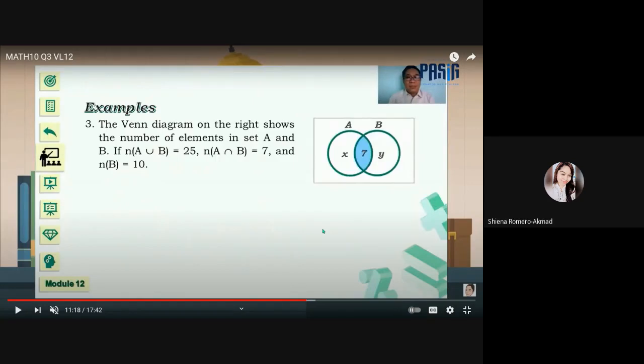Last. I think this is our last example. The Venn diagram on the right shows the number of elements in set A and B. So kung mapapansin nyo, 7 yung common elements nila. Ito yung intersection. Yung union nila is 25, meaning all of the elements is 25. There are 25 elements here. And the number of elements in B is 10. So what do you think will be the Y and X?